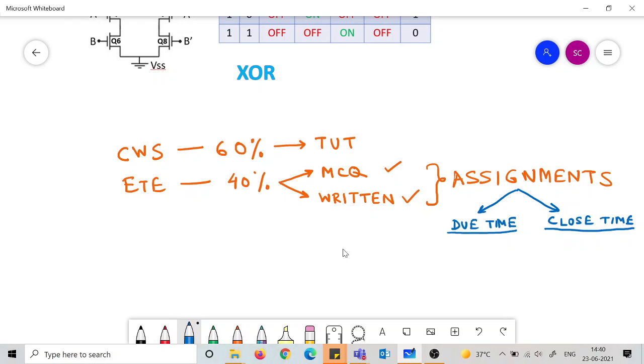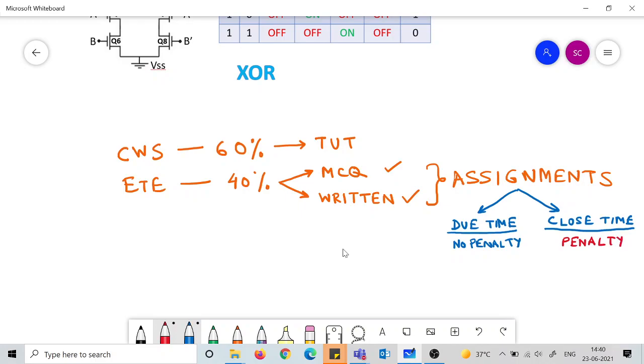Yes, so there will be a due time and there will be a close time for each of these MCQ and written tests. So you have to try to upload within the due time. If you upload within the due time, there will be no penalty. And if you upload after the due time, but of course you have to upload before the close time, there will be some penalty because of late upload.